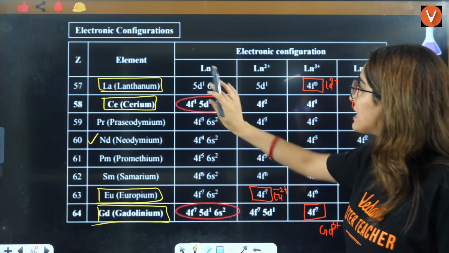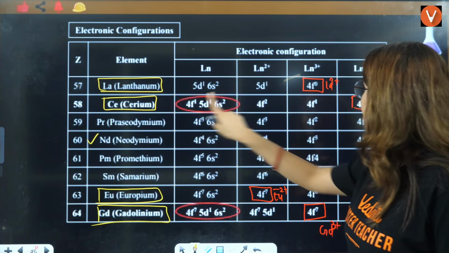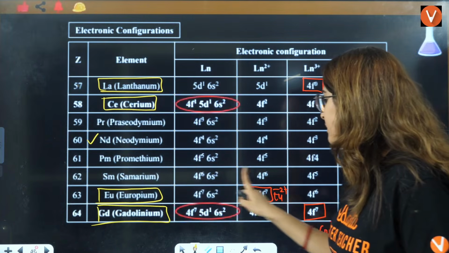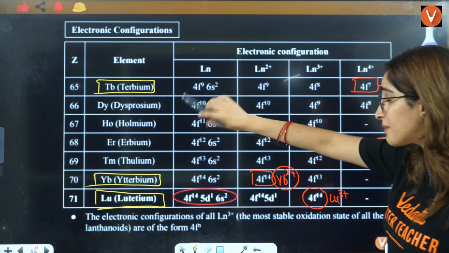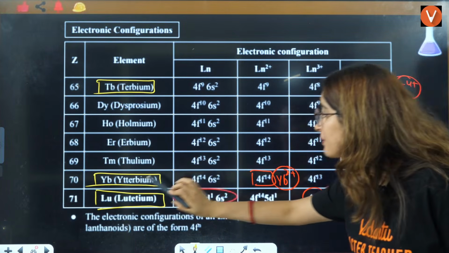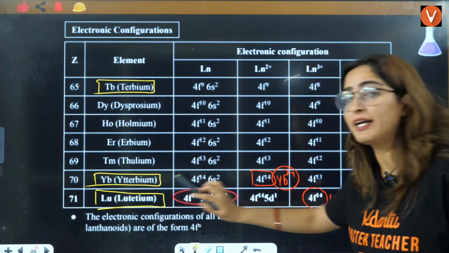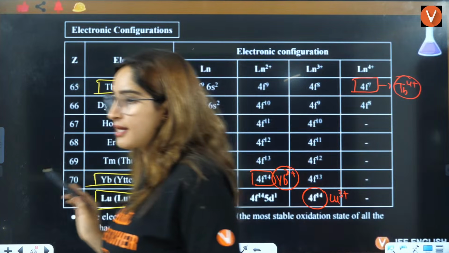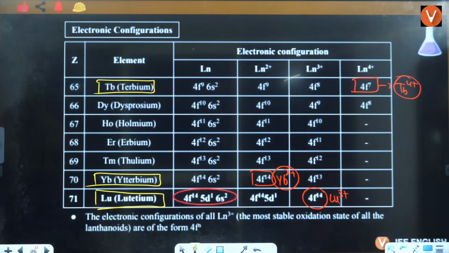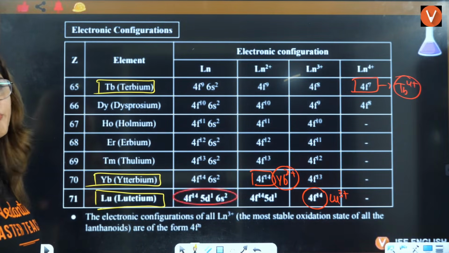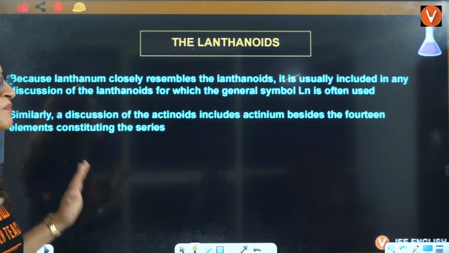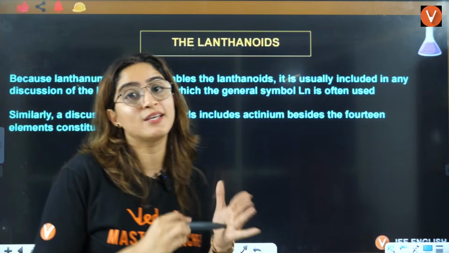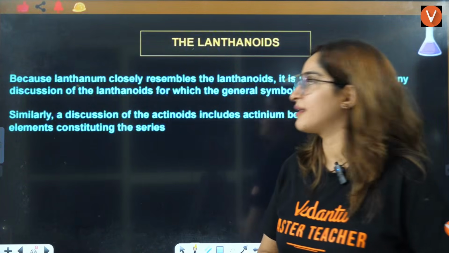Lanthanum, right? It is stable in +3, it is stable in +4, europium is stable in +2, gadolinium is stable in +3. Then terbium is stable in +4, ytterbium is stable in +2, lutetium is stable in +3. All these things should be on your tips. Okay, guys, very, very important. I don't know how much I'll tell you, this is that important, right? Now, based on this, they ask you questions like, let's see.